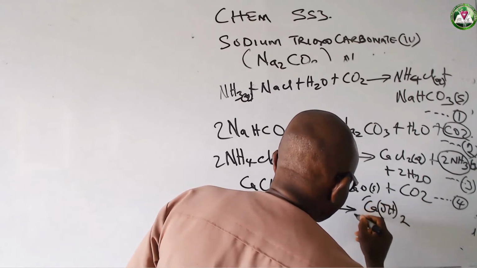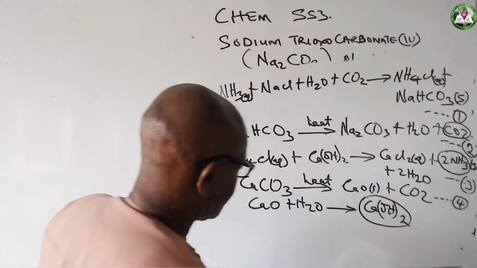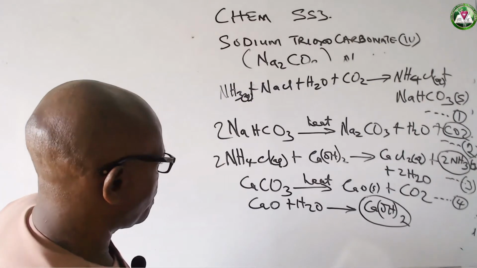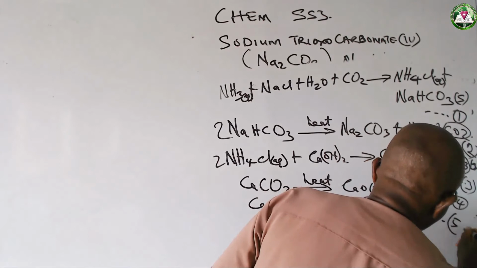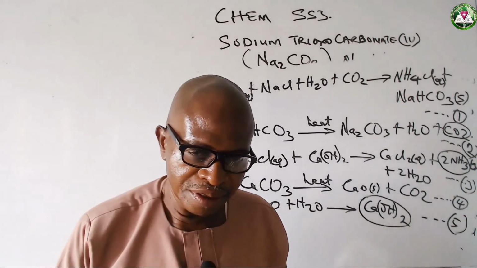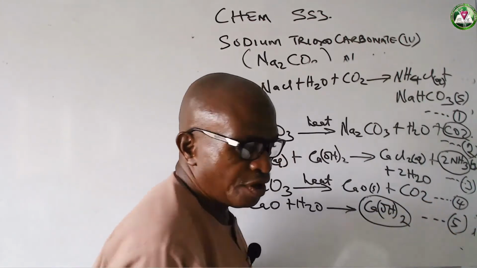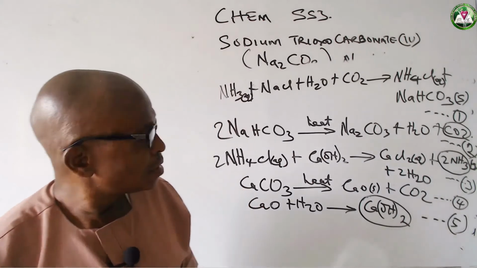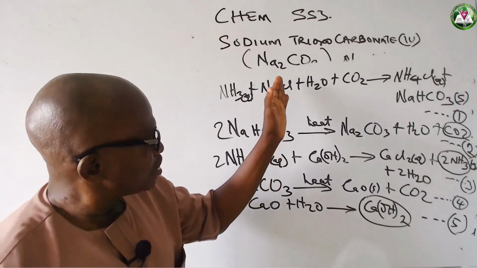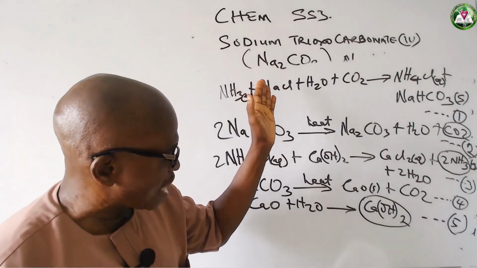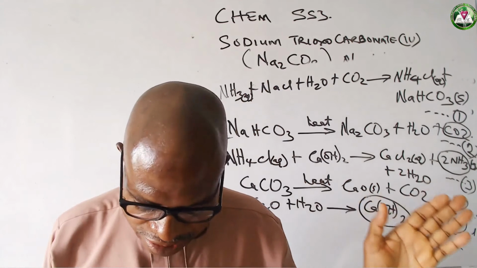Remember that that will give you calcium hydroxide, which you make use of in equation 3. Therefore, there are 5 equations which you can use to explain the solvent process without writing them in clauses, without writing any English. These 5 equations that I've written down are the equations that are involved in the solvent process. Most times in the exam, that is what they will ask you.